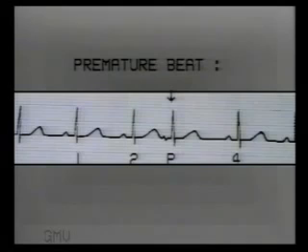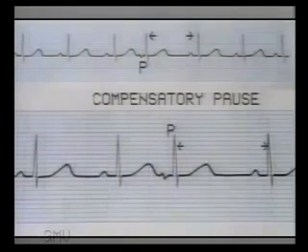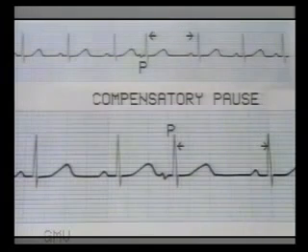In this strip, a premature beat has occurred after beat number 2. As a result, the expected sinus beat number 3 is missed and after a small pause, the next sinus beat number 4 comes and the sinus rhythm starts again. The pause between the premature beat and the next sinus beat is termed as the compensatory pause, and it compensates for the early occurrence of the premature beat.